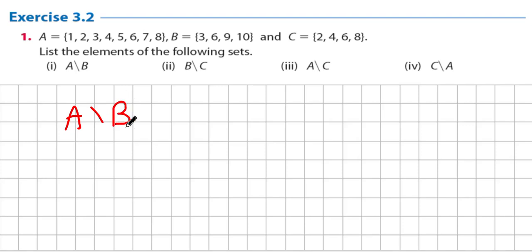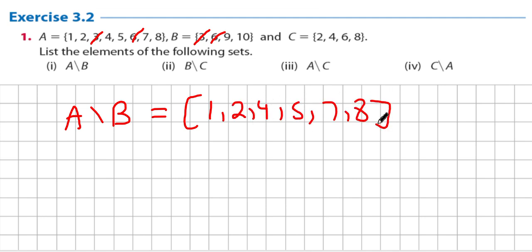A slash B. Everything in A that's not in B. You got it? So what numbers are in B again? 3, 6. 9 doesn't affect it because there's no 9s, and 10 doesn't affect it. So what numbers are in A that are not in B? 1, 2, 4, 5, 7, and 8.